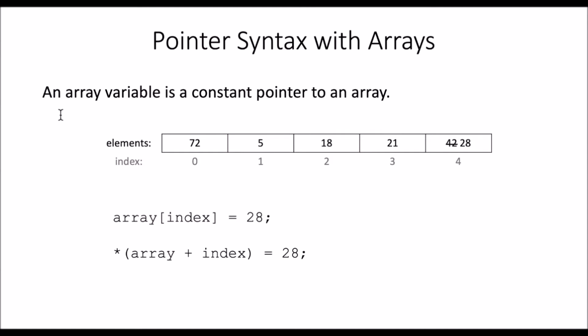Going back, I earlier mentioned that an array variable is a constant pointer to an array. So when I have array here, this is essentially a pointer that points to the very beginning of the array, or also the very first element. So if I go to array, I go to the very first element. Now I do plus index, and essentially index is 4, then I say plus 1, 2, 3, 4, I go to the last element. Let's take a look at a code example.